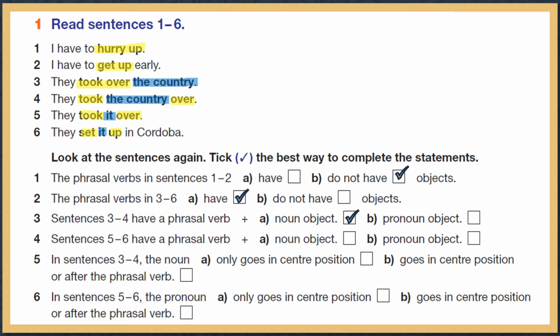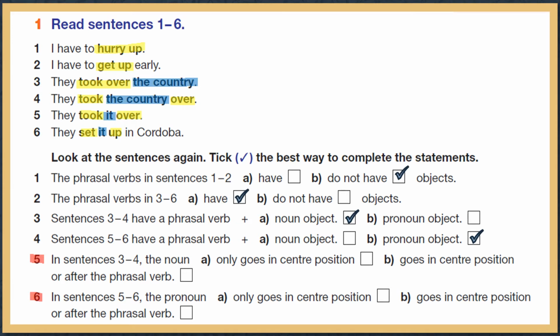What about sentences 5 and 6? Sentences 5 and 6 have a phrasal verb. Noun object or pronoun? What do you think? It is a pronoun object. Excellent. So we have two types of objects: noun object and pronoun object. And these are the most important rules here.